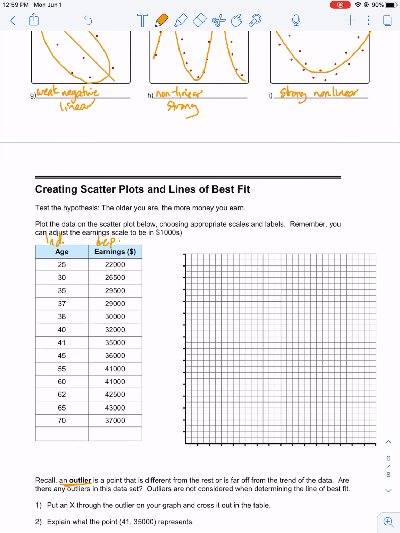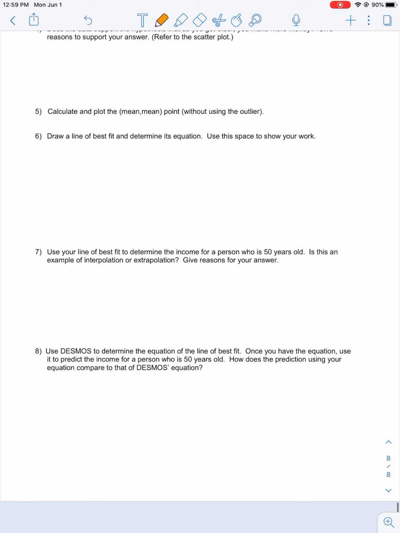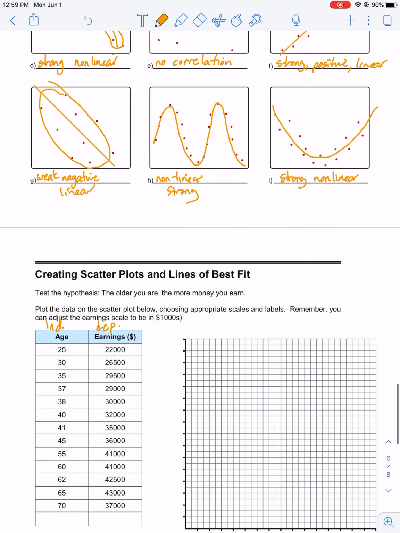So these last 2 pages are an assignment for you to do. If you have any questions, please don't hesitate to contact me while you're doing it.